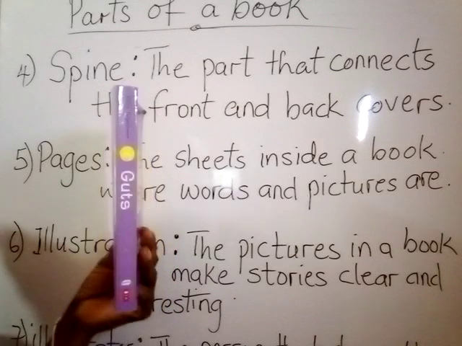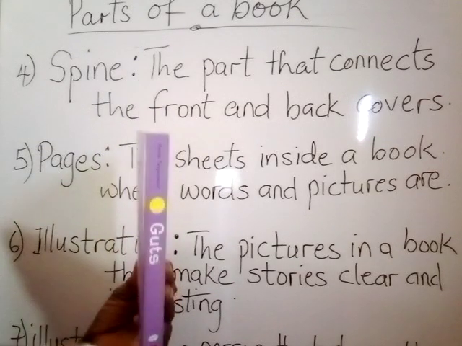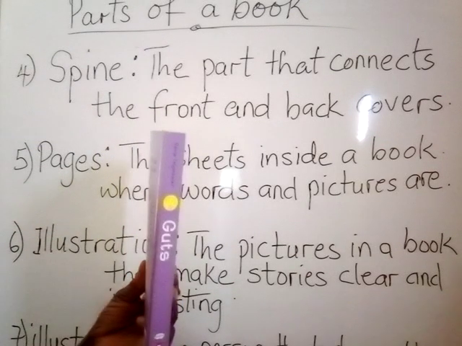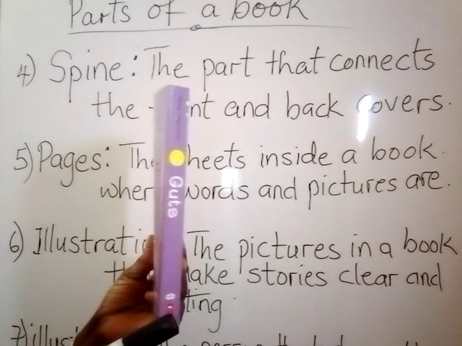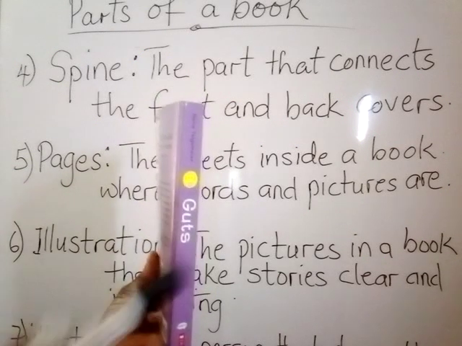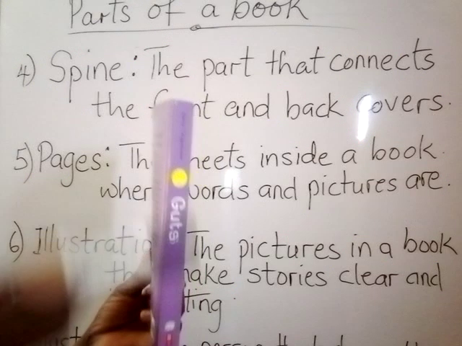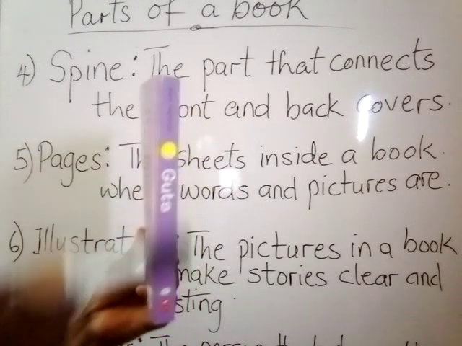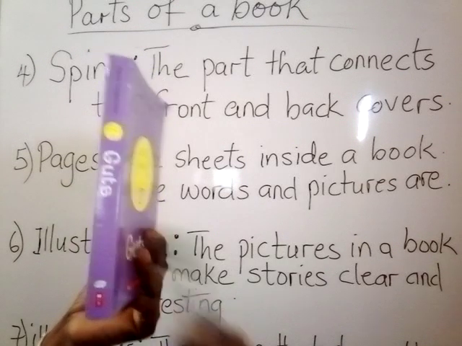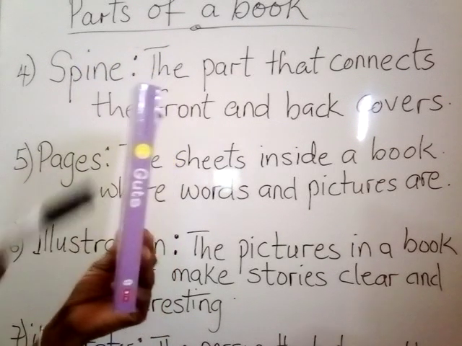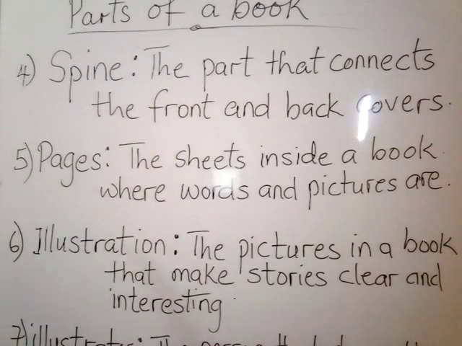And whenever books are kept in the shelf, it is the spine that is the part you are seeing. It carries the name and the title of the book, so that as you are looking at the books in the shelf, you can easily find which one you are looking for. So that spine is the part you see when books are kept in the shelf in the library, and it connects the back cover and the front cover. This is the spine.